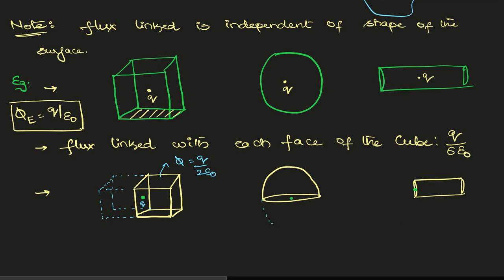And similarly we have to construct another hemisphere so that this charge will be enclosed by the complete sphere, so that as total flux linked is q by epsilon naught, flux linked with this hemisphere will be q by 2 epsilon naught. And here also we have to construct one cylinder, and as total flux linked is q by epsilon naught, here flux linked with this will be q by 2 epsilon naught. This kind of questions you can also expect.